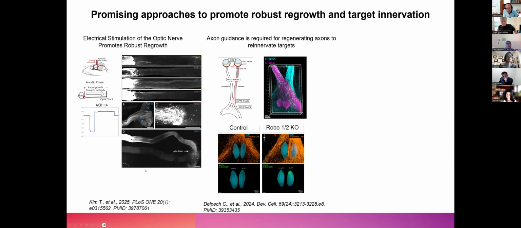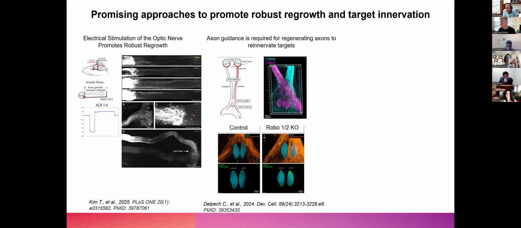Another cool study from Hawaii's lab is also focused on how do we get axons into and past the chiasm, where we know again that this problem exists where many axons that even manage to regenerate end up rerouted into the opposite optic nerve and really don't make it past that point. And so there aren't enough getting into the brain.